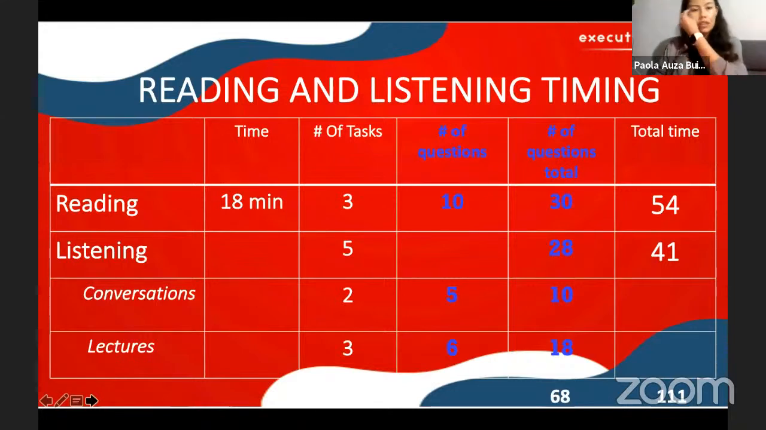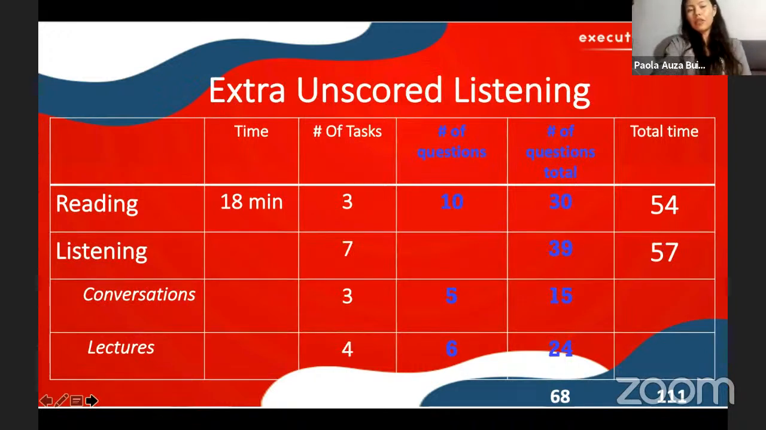Remember, for the reading and the listening, you're basically going to have one extra that is going to be unscored. So basically, the extra one is not going to be scored. Okay. So basically, that's how it's going to be organized. The time for the reading is 54 minutes. We get 10 questions per each task. We get 3 tasks if we don't get an unscored one.